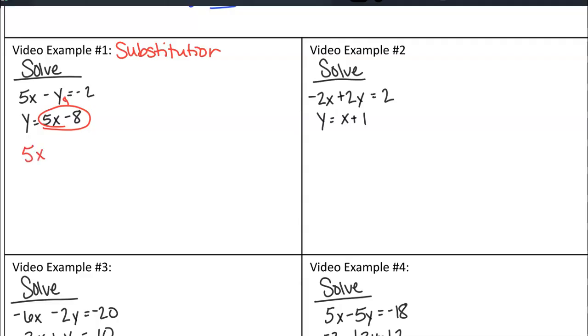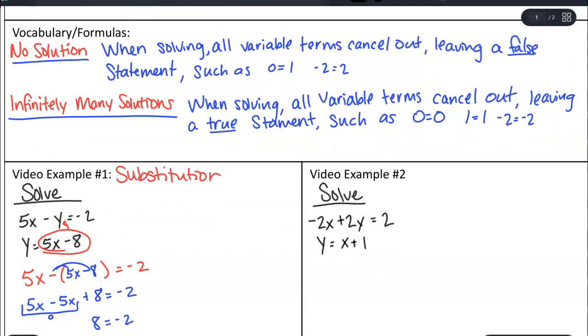So I have 5x minus big parentheses equals negative 2. What goes in the parentheses? Well, 5x minus 8 does. So I simplify, distribute that negative, so I have negative 5x plus 8 equals negative 2. So we still need to simplify. 5x minus 5x is 0, so that leaves us with 8 equals negative 2. My x is gone. That must mean I have a special solution.